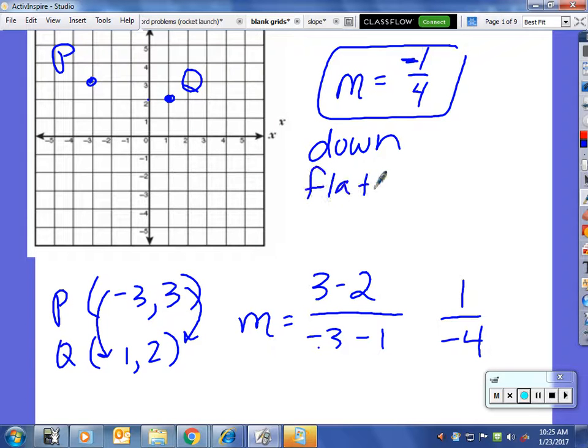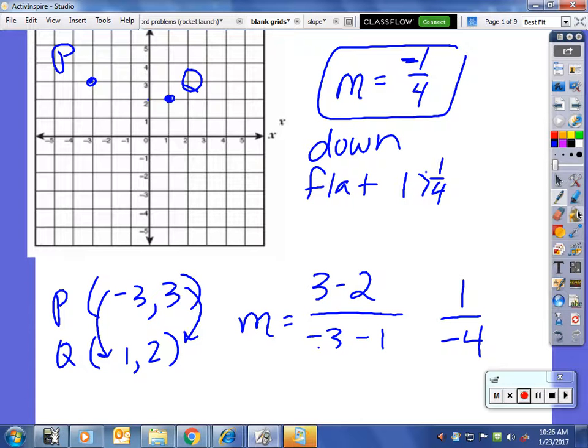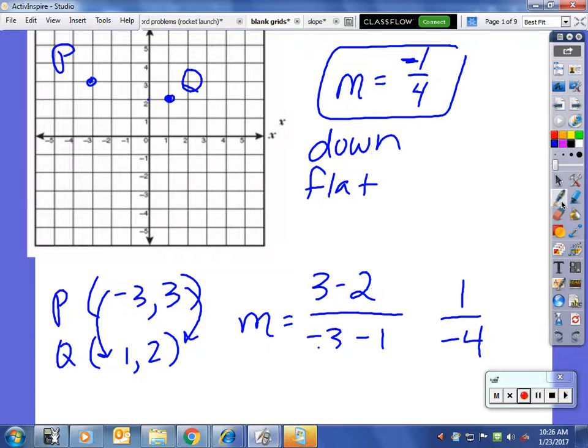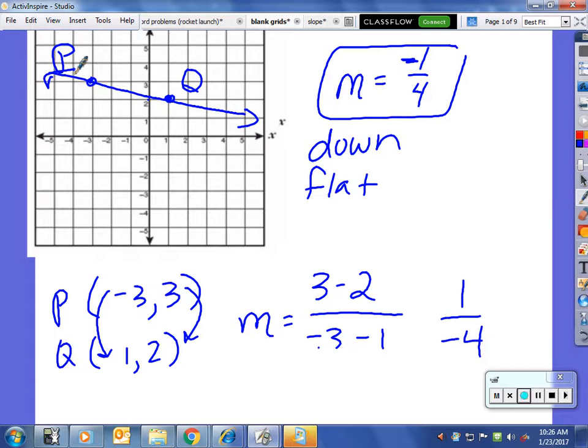Would I say it's steep or flat? It's flat. It's flat because 1/4, 1 is greater than 1/4. Okay, so if it's smaller than 1, then it's going to be flat. Again, I'm talking about the absolute value, not the sign. And just look at the picture. Doesn't this look more on the flat side than on the steep side? Because guess what it's doing? It is running more than it's rising. If the bottom is bigger than the top, then it is going to be flat, and that means it's a fraction.